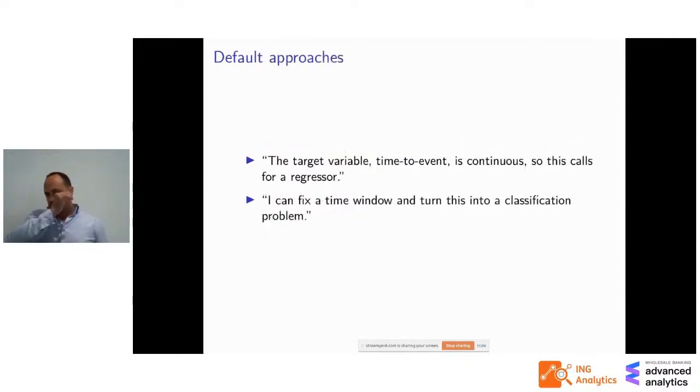But there's basically two default approaches that you could go into off the top of your head. One of them is to say, all right, the target variable, which is time to event, is continuous. So this is a regression problem. I'm going to fit a standard regressor to it. Another way to do it is to say, all right, actually, I'm going to impose a time window. And I'm going to say this is a classification problem where if an event happens within the window, it's a 1. If it happens outside the window or not at all, then it's a 0.